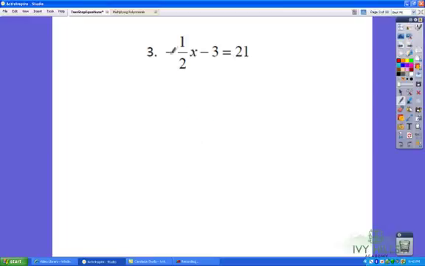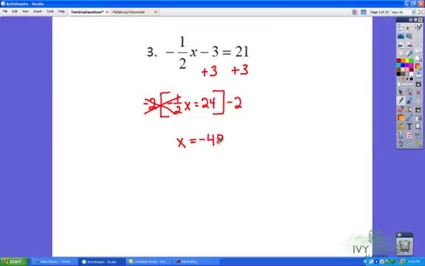Number 3. Negative 1/2 x minus 3 equals 21. My first step will be to add 3 to both sides. I will get negative 1/2 x equals 24. At this point I will multiply both sides by negative 2, which is the reciprocal of negative 1/2. That'll cancel out the negative 1/2 and the negative 2, leaving me with 24 times negative 2, which is negative 48.